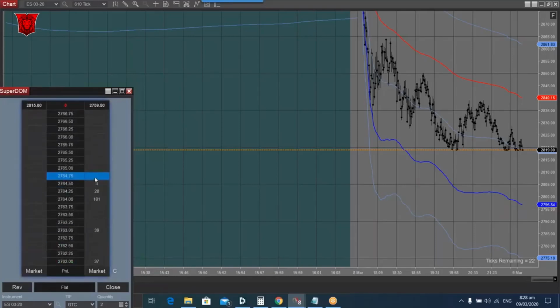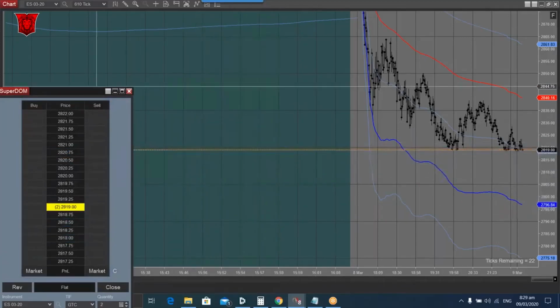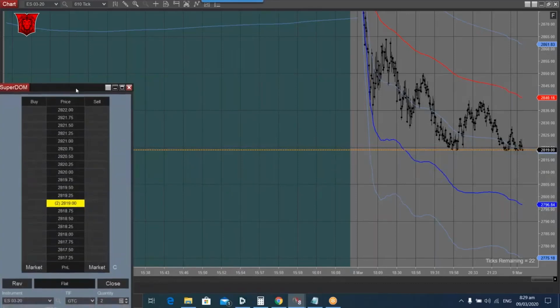According to this price, where's this price here? 2819? Let me see here. There it is. So far there are no orders there. I don't know why. There were a lot of pending orders there, so right now there are none. Okay, so this is the naked chart. Obviously the trend is down. So we'll see what happens here.